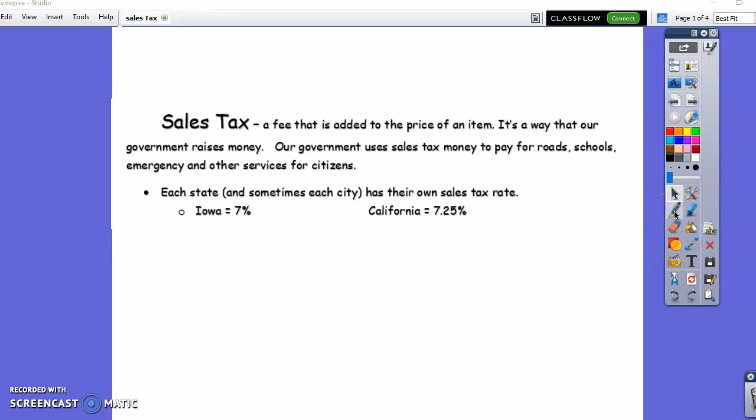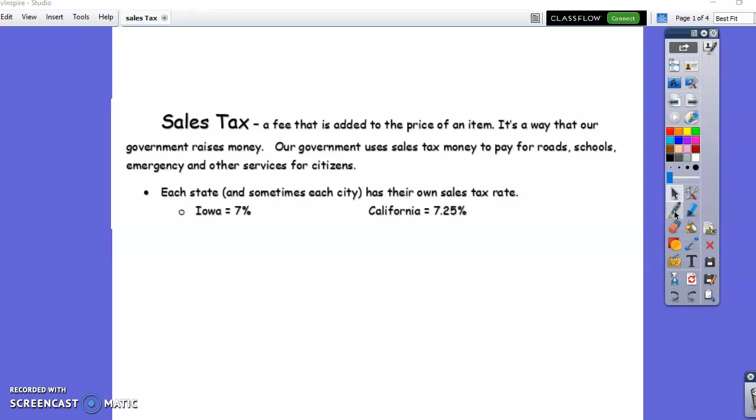Hi, today we're going to talk about sales tax. It's a fee that is added to the price of an item that you buy. There are some things that are not taxed, but most items that you go to the store to buy, you do have to pay sales tax on. And it's a way our government raises money to pay for roads, schools, emergency, and other services for us citizens.